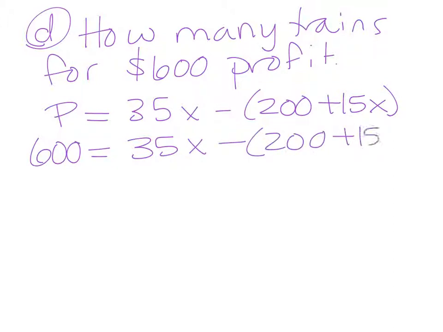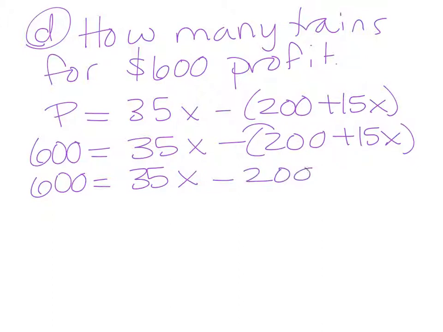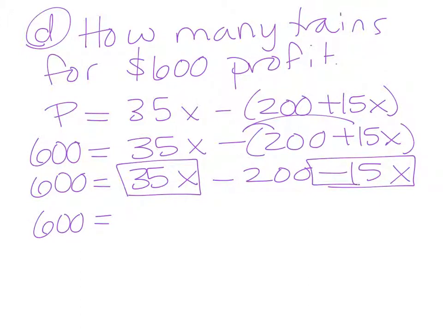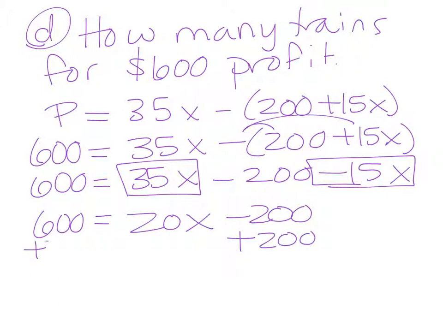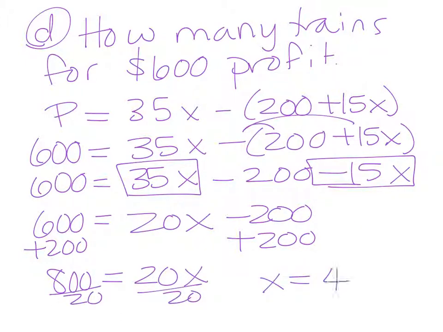If it was me, the first thing I would do is clear my parentheses. And the way I'm going to do that is by distributing my negative. So I'll have negative 200 minus 15x. And then I would combine my like terms, 35x minus 15x, which is going to be 20x. Clear the minus 200 with a plus 200. And then divide each side by 20. So he is going to need to sell 40 trains in order to make a profit of $600.